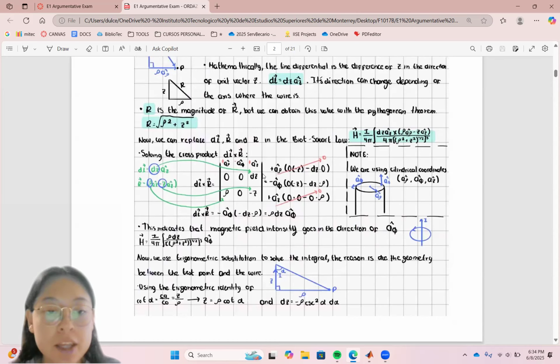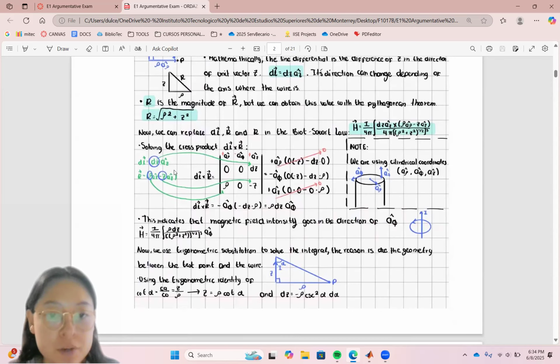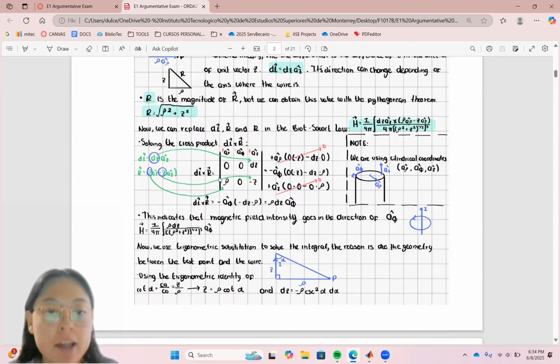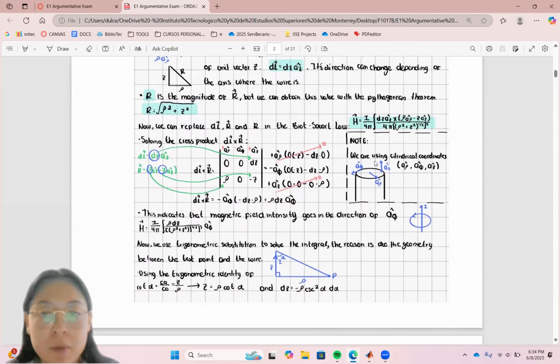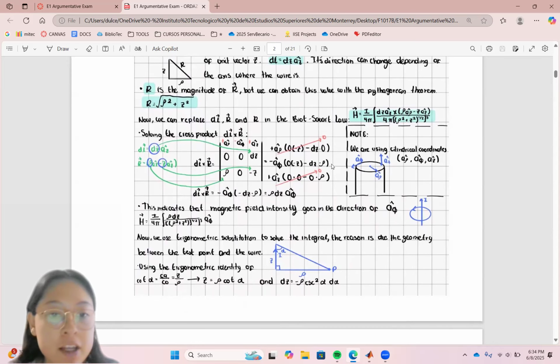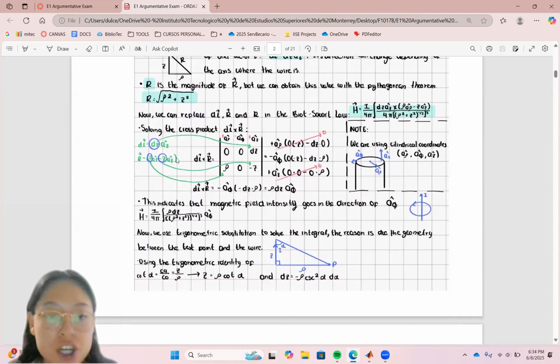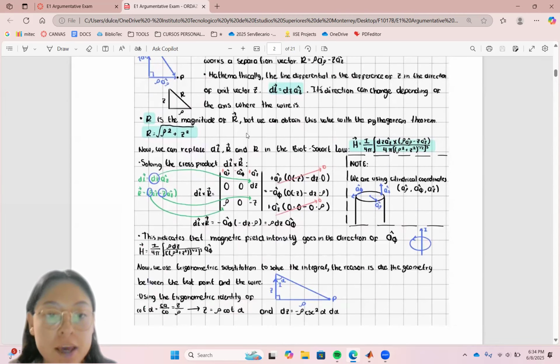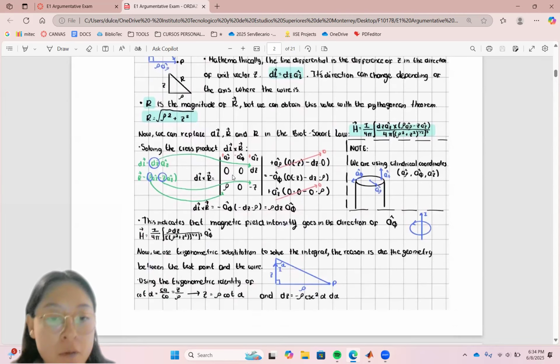And to obtain the direction, we make the cross product of the line differential and the unit vector of r. We also have to remember that we are using cylindrical coordinates, as we can see here. And finally, we just need to substitute the previous values into the Biot-Savart law formula, as we can see here.